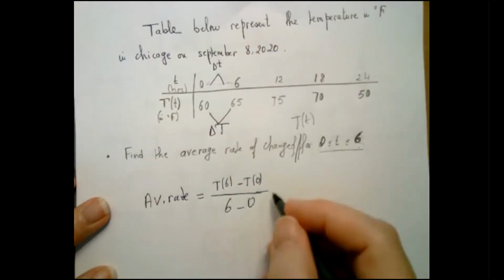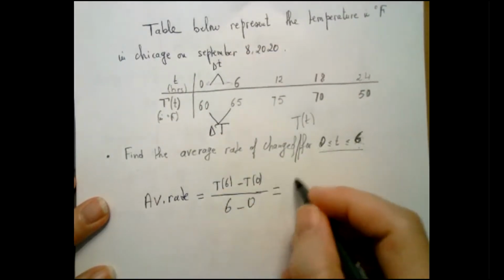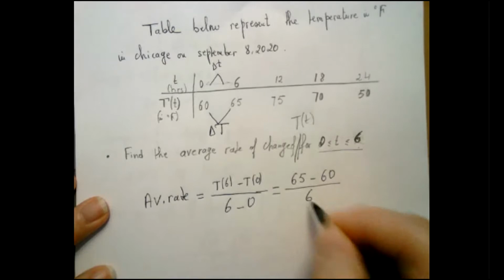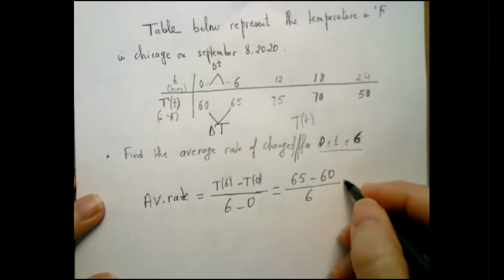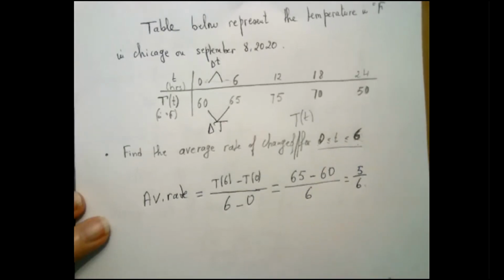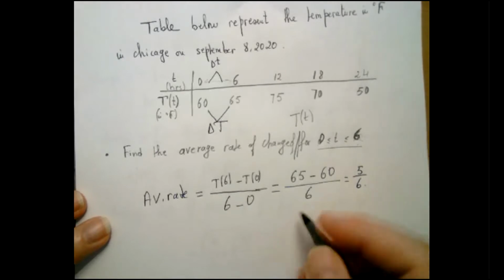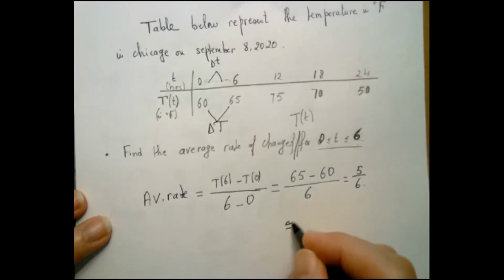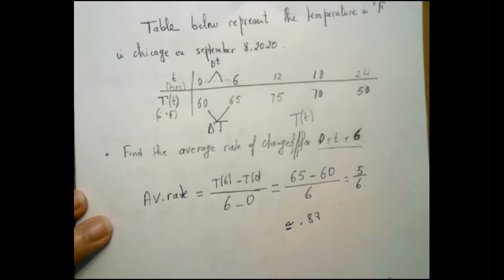All right. Now let us compute the numbers. At 6 o'clock in the morning, it was 65. At 12 midnight, it was 60, divided by 6, which gives me 5 over 6. Let's keep it 5 over 6. How much is that almost in decimal? This would give me a better feeling. Usually I keep 0.83 in decimal.